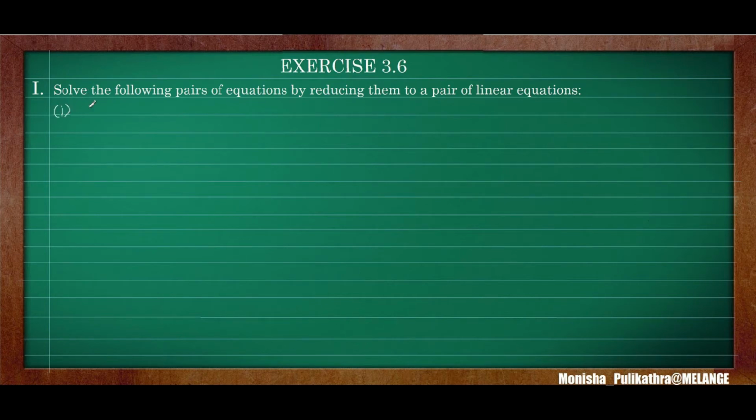Here the first question is 1 by 2x plus 1 by 3y is equal to 2. The second equation is 1 by 3x plus 1 by 2y is equal to 13 by 6.